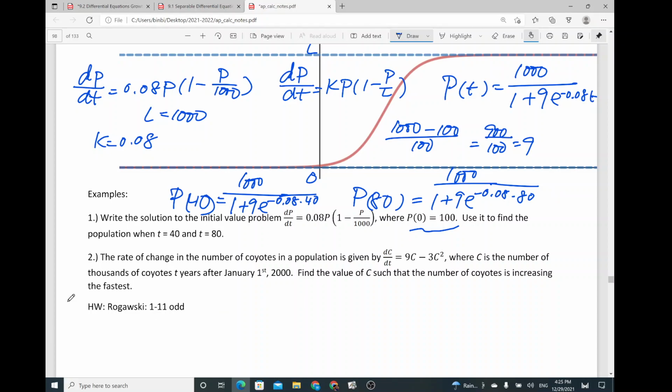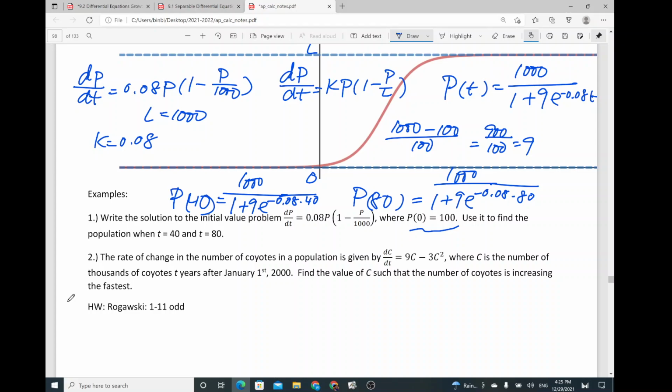Here's another example. The rate of change of the number of coyotes in the population is given by dC over dt equals 9C minus 3C squared, where C is the number of thousands of coyotes t years after January 1st, 2000. Find the value of C such that the number of coyotes is increasing the fastest.